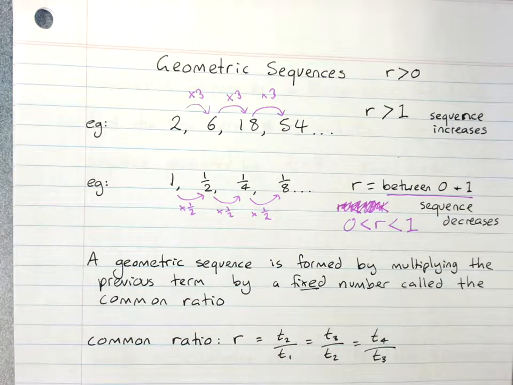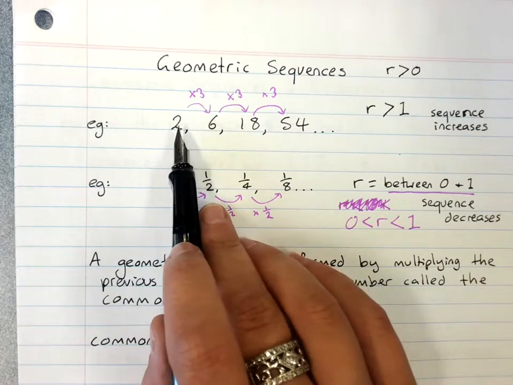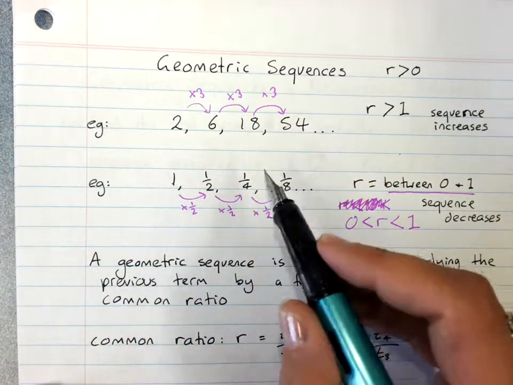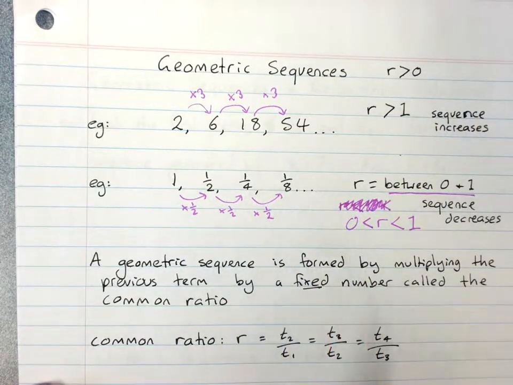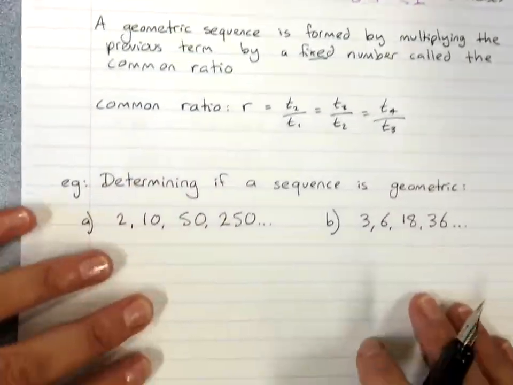So if you've got increasing terms, it'll rocket upwards. These will get closer and closer and closer to 0, but won't ever get there. We'll talk about that a little more later on, because I'm running out of time.